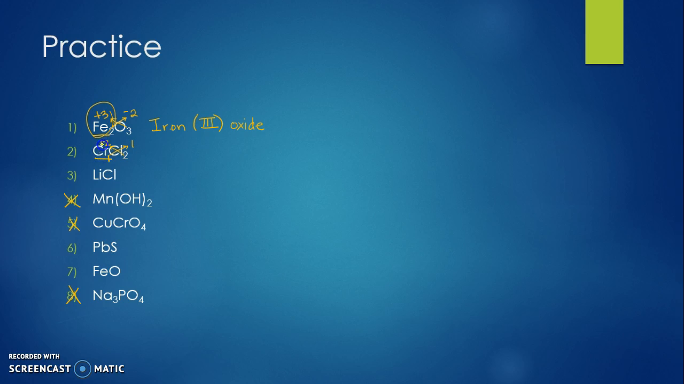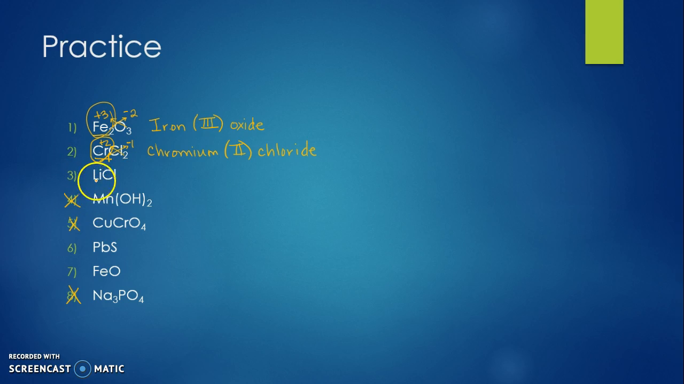Remember, positive always comes first on the metal, negative always goes on the nonmetal. So chromium with a positive 2 charge. We're just going to write chromium 2, and then chlorine is our element, so we make it chloride. Okay, hopefully it's not so bad anymore.